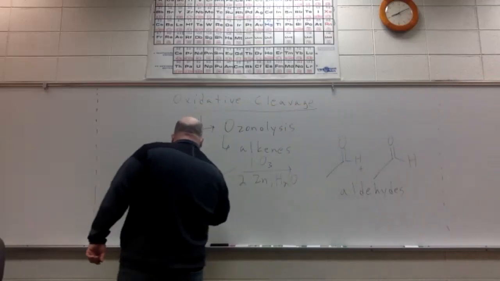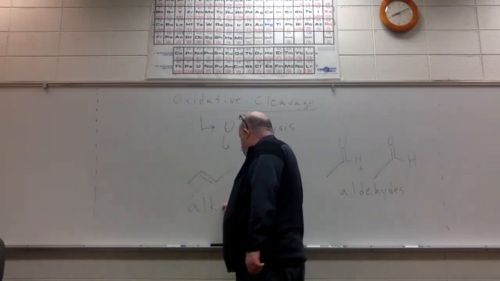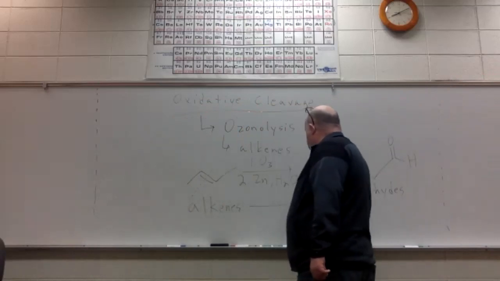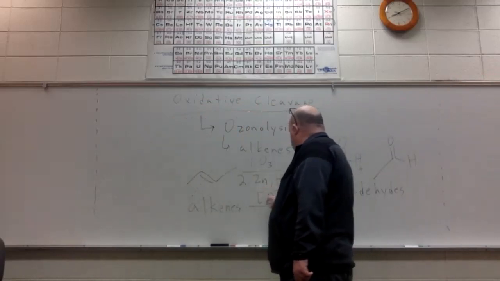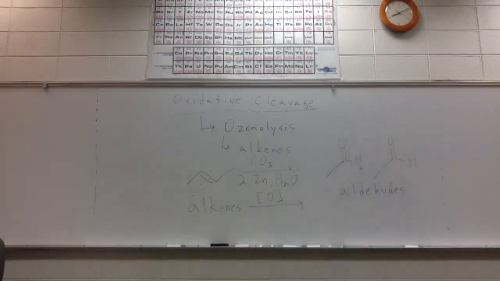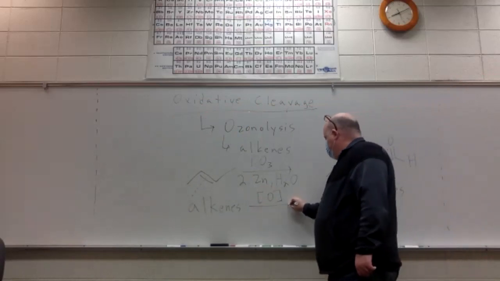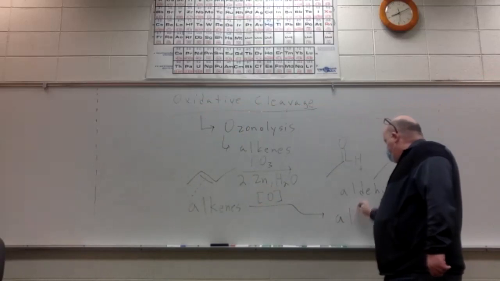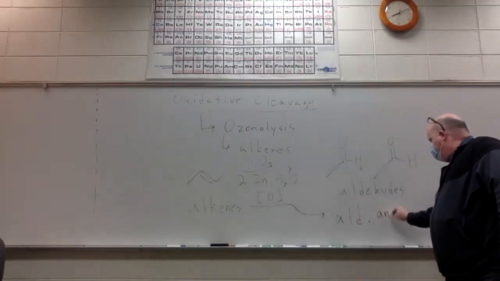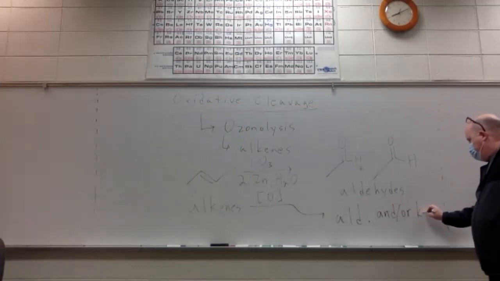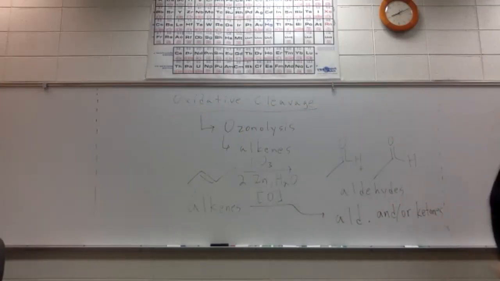Right. There's a pattern. There's a little guideline. If you have alkenes, that little O in brackets basically just stands for oxidized, or ozonolysis in this case. You always get aldehydes and/or ketones. Sometimes you get ketones. We'll do an example of that in just a second. Yeah, ozonolysis of alkenes always gives you ketones or aldehydes or both.